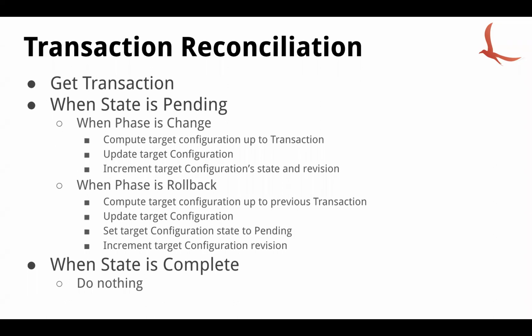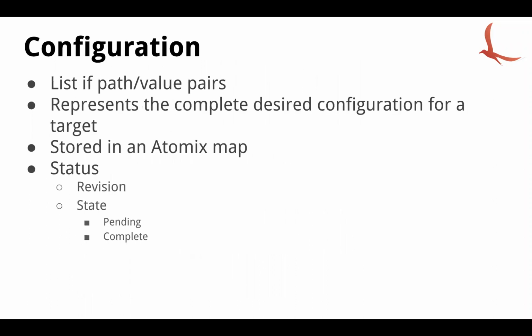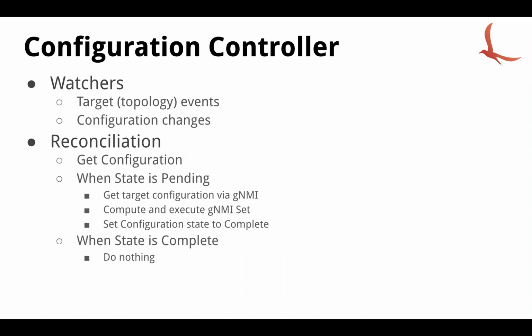Yeah. And then for a rollback, it would compute the configuration for each target up to the prior transaction. And the configuration controller, where the configuration is the desired configuration for a target, is responsible for, like you said, turning that configuration into whatever gNMI operations need to be performed on the target and doing that. I really like that. It's much cleaner. Yeah, I think it's much less complex.